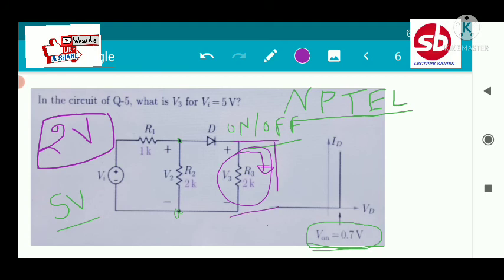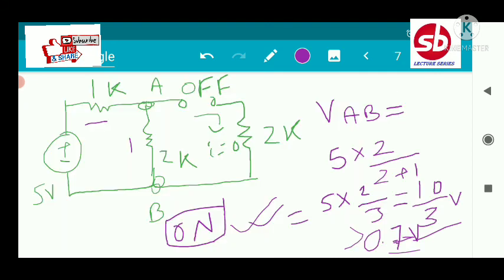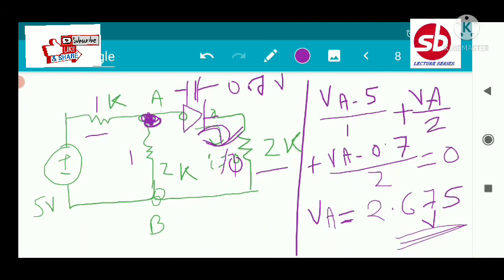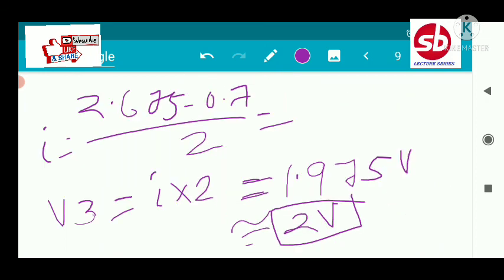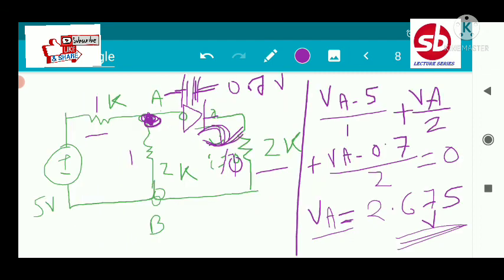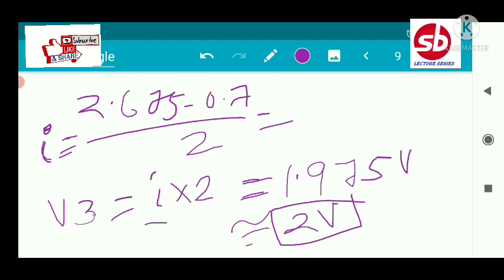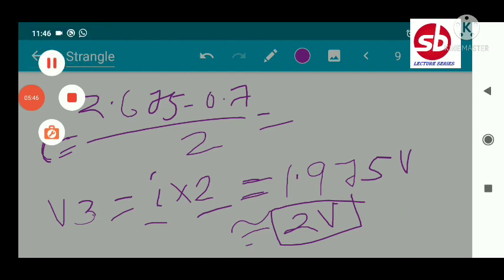So first we have to assume whether the diode is on or off. First we assume the diode is off, calculate the voltage, and find that our assumption is wrong. Then we complete the circuit by replacing the diode with a 0.7 volt supply. Then apply nodal analysis and find the voltage at this terminal, Va. Then get the current through this branch and multiply it by the resistance to get the voltage. So that's all. It is very easy. You can solve questions like this on your own. Thank you.